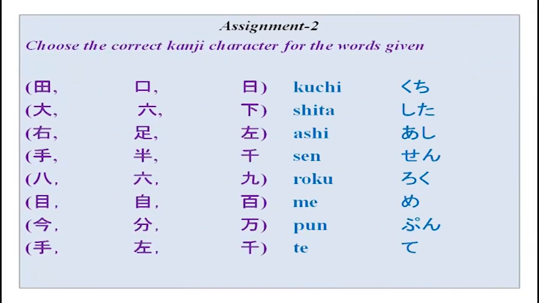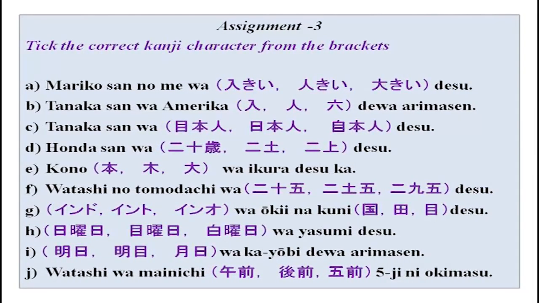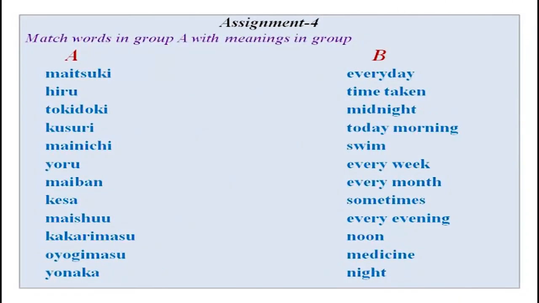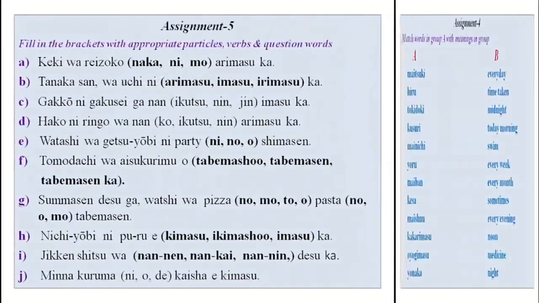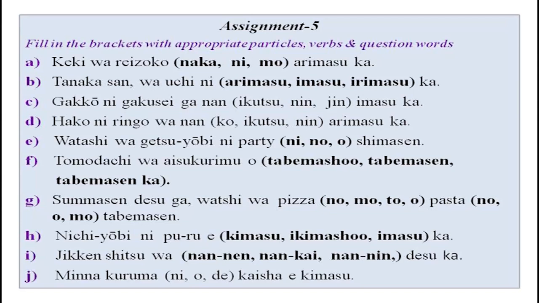Then of course, as we did previously, kanji is given and you have to get the correct reading of the kanji character. Now, some sentences are given and you have to fit in the correct kanji which goes with the meaning of the sentence, the most appropriate kanji character, which gives a meaning to the sentence as well. Then match words in group A with meanings in group B. The words are Japanese in Roman letters and these are the English meanings. And of course, fill in the brackets with appropriate particles, verbs and question words. They are all given in the brackets. You have to tick the correct word.